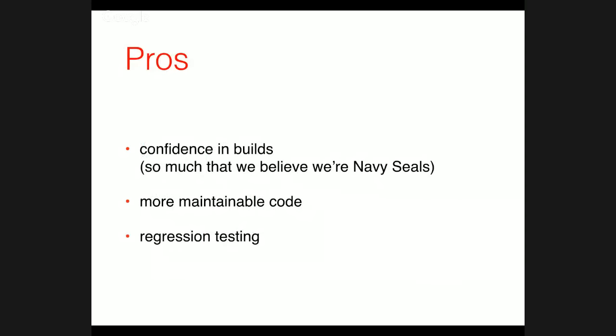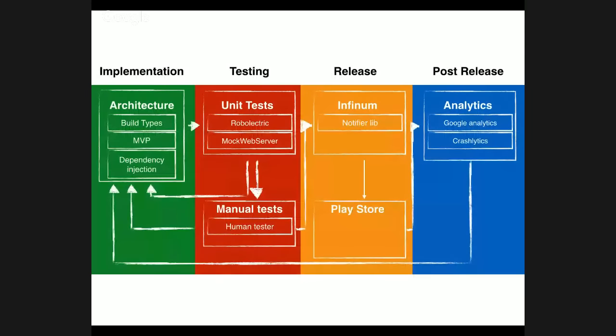I think the pros outweigh the cons, because first of all, you get confidence in your builds, and that's why we believe we are Navy SEALs, because we're really confident about the code that we write now. You get more maintainable code, and most importantly, you get regression testing that you didn't have in the start. So to sum it all up, this is the graph that displays our development cycle, and I'll let you soak it in. If you have any questions, now's the time.